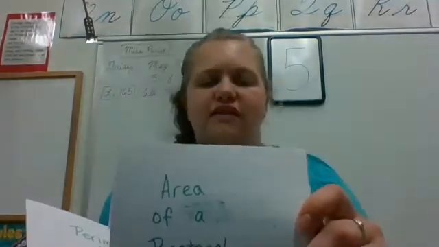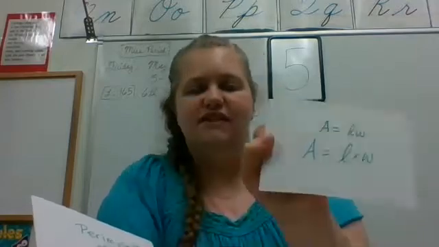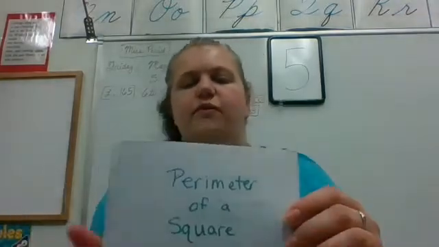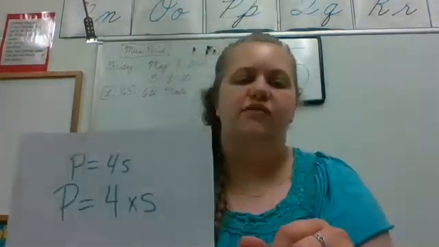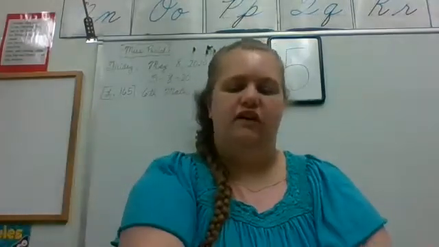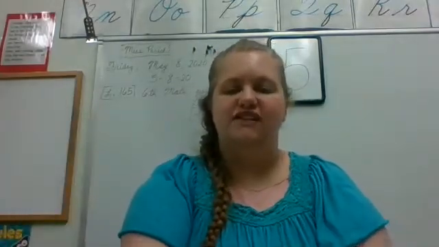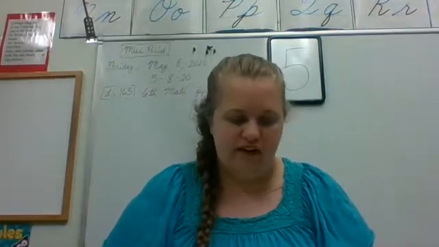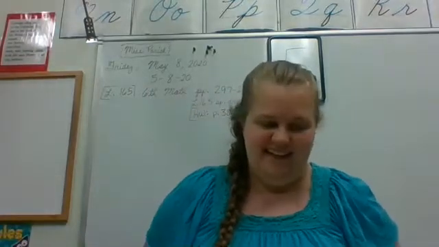Area of a rectangle. A equals L times W. And perimeter of a square. P equals 4 times S. Very good. All right. You can pause and go take your speed drill. When you come back, we're going to look at electricity.